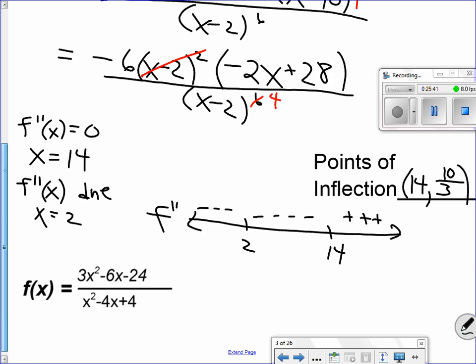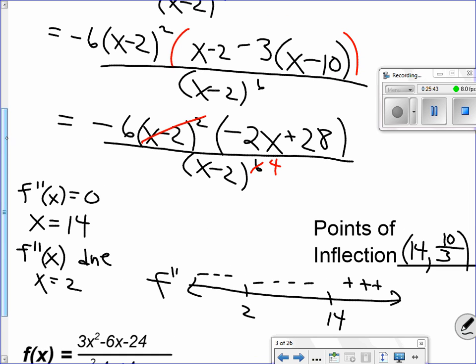When we cleaned up and pulled out the GCF, what was left was x minus 2 out of the first term and a minus 3 times x minus 10 out of the second term. And we distributed and combined like terms. All right, let's put this together.